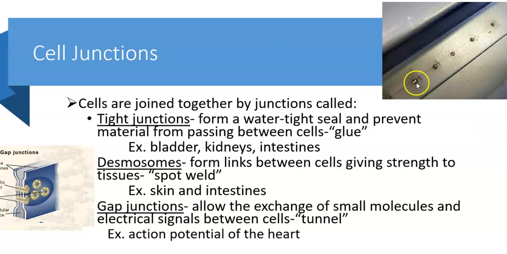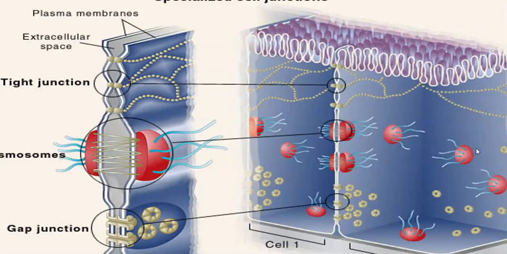And I have a picture here of what a spot weld is, for those of you that understand welding. This picture has a nice example of each. Here's the watertight type. Here's a desmosome. They are just spot welded together, and here is our tunnel for our gap junction. So those are our three main types of connection between cells.